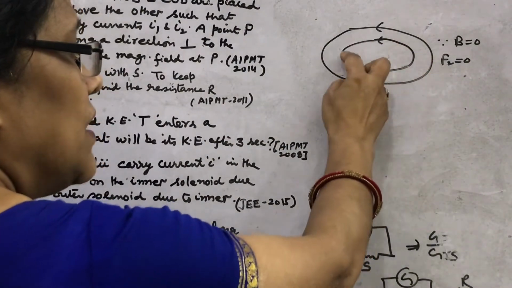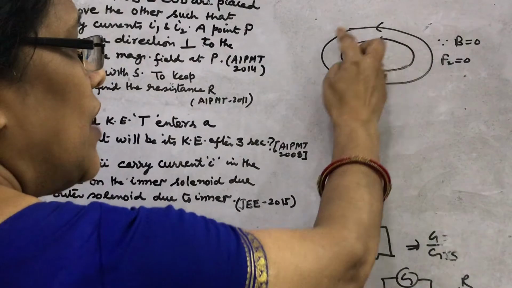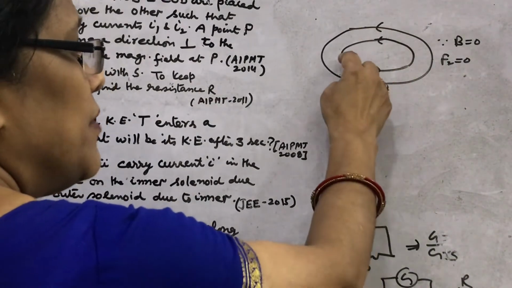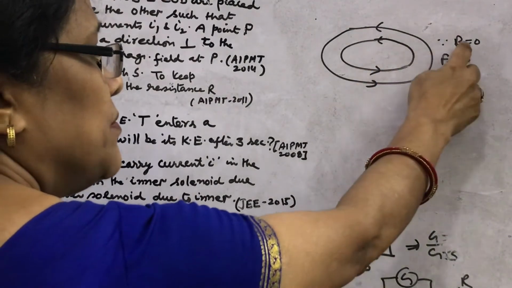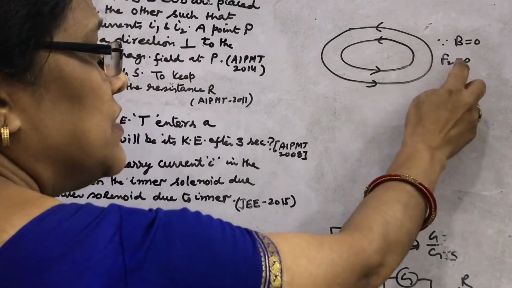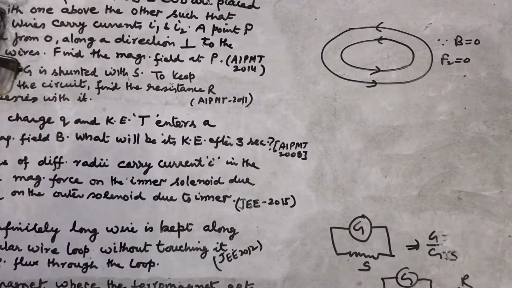Now the outer solenoid will have a magnetic field inside, and the magnetic field due to the inner one will be 0 outside the solenoid. So there is no force on the second one.